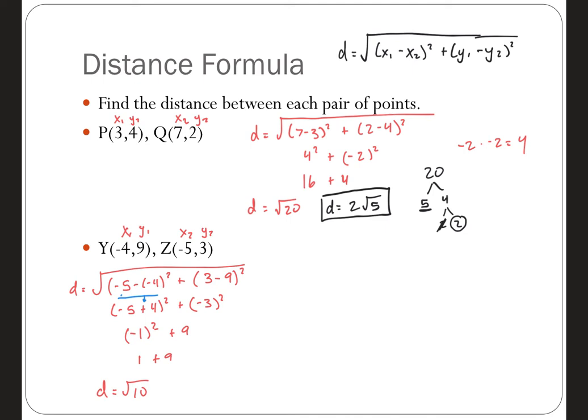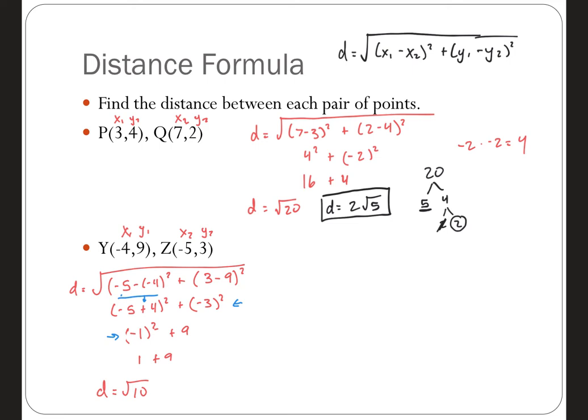And then again, on this next step right here, and then even over here, whenever you square a negative, the answer is a positive, which is how we get +9 and +1.